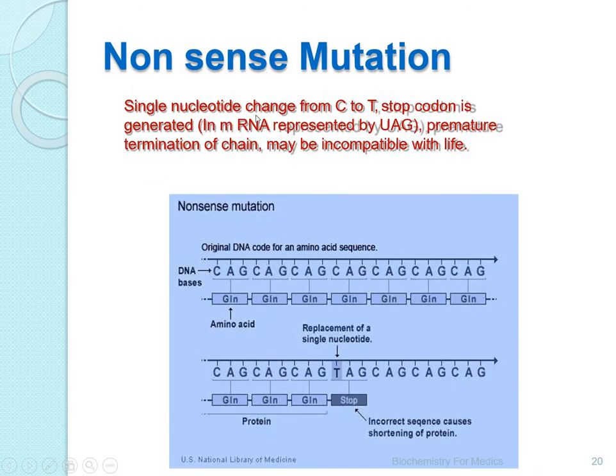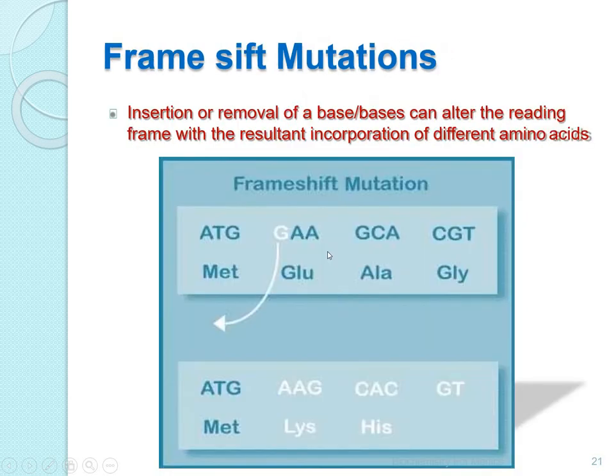Nonsense mutation: a single nucleotide change from C to T. A stop codon is generated in the mRNA, represented by UAG. Premature termination of the chain may be incompatible with life. In this amino acid chain, replacement of a single nucleotide, A to T, gives TAG, which is a stop. The incorrect sequence causes shortening of the protein. There is a stop codon, a nonsense codon.